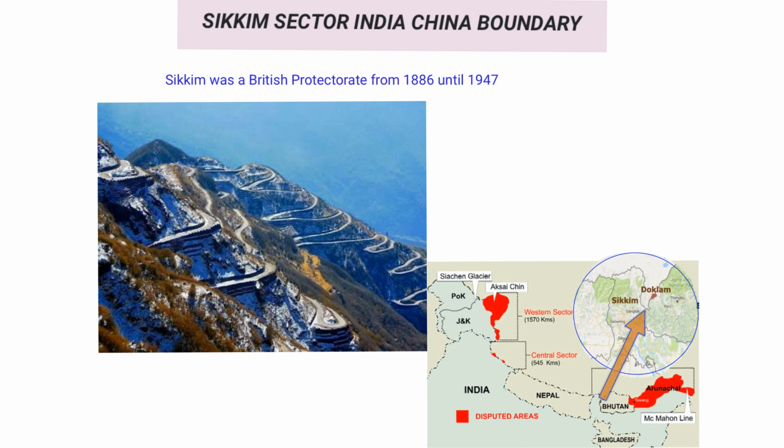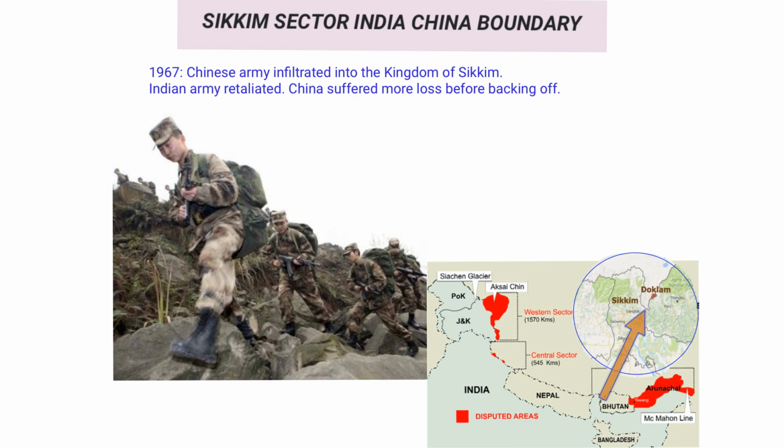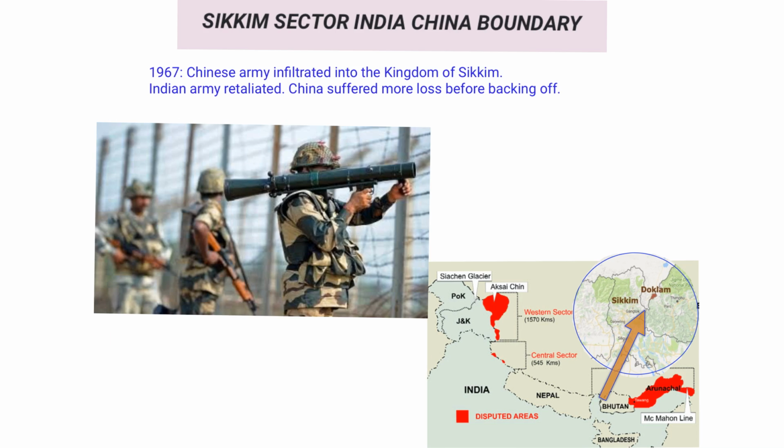Sikkim was a British protectorate from 1886 until 1947 when India got independence. In 1950, a treaty was signed between India and Sikkim, which ratified the status of Sikkim as an Indian protectorate under the monarchy of the Chogyal. In October 1967, the Chinese army infiltrated into the Kingdom of Sikkim, a free monarchical state, which was also India's protectorate. In response, the Indian army retaliated and pushed back the Chinese army beyond the borders.